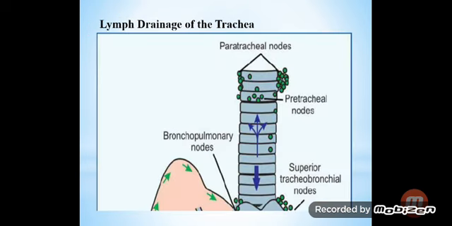What about the lymphatic drainage of the trachea? As this slide shows, they drain into the pretracheal lymph nodes, then the paratracheal lymph nodes, and finally they end in the deep cervical lymph nodes.